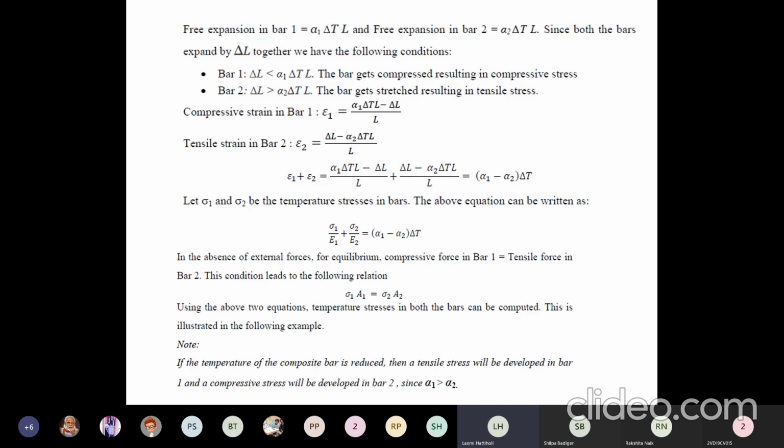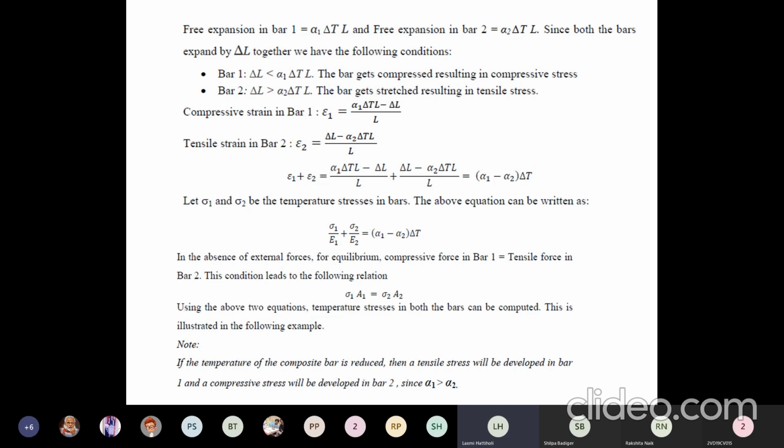Now I'll show you the same equations here. Let me explain this once again. See, in this particular figure, free expansion, please understand the first sentence. Free expansion in bar 1 is alpha 1 delta T L. Correct? Similarly, free expansion in bar 2 is alpha 2 delta T L. You can take either T or delta T. It is left to you. Since both the bars expand by the same amount delta L, we have the following conditions.